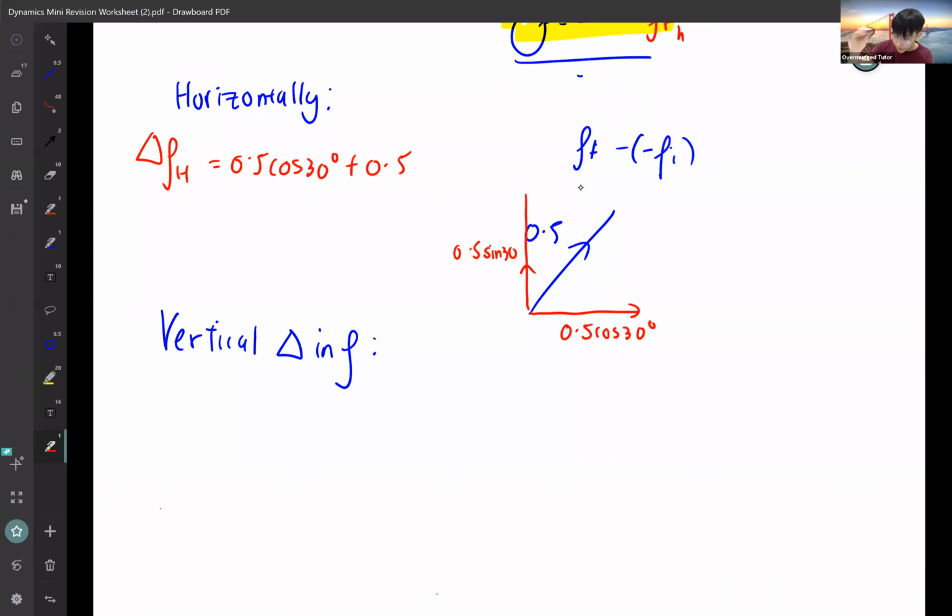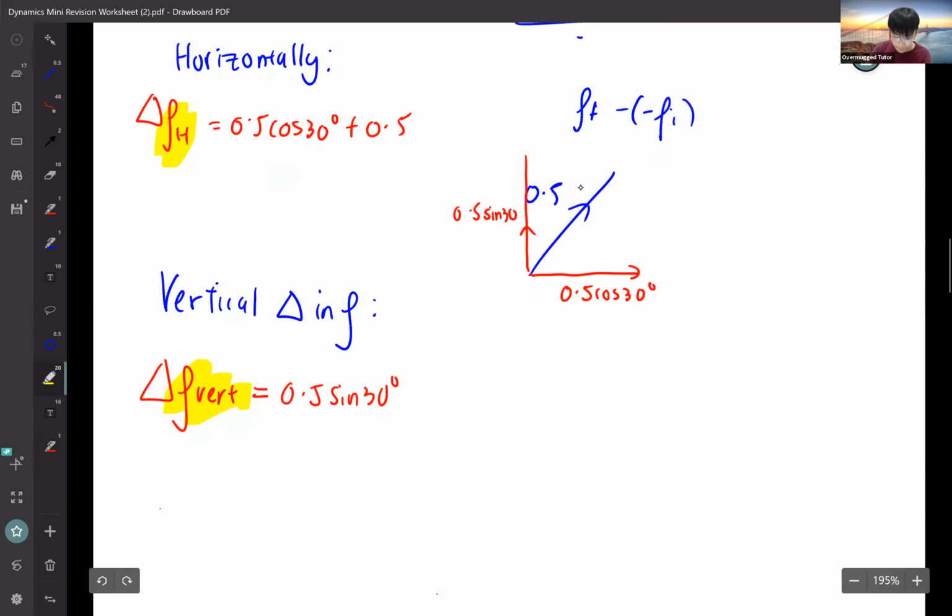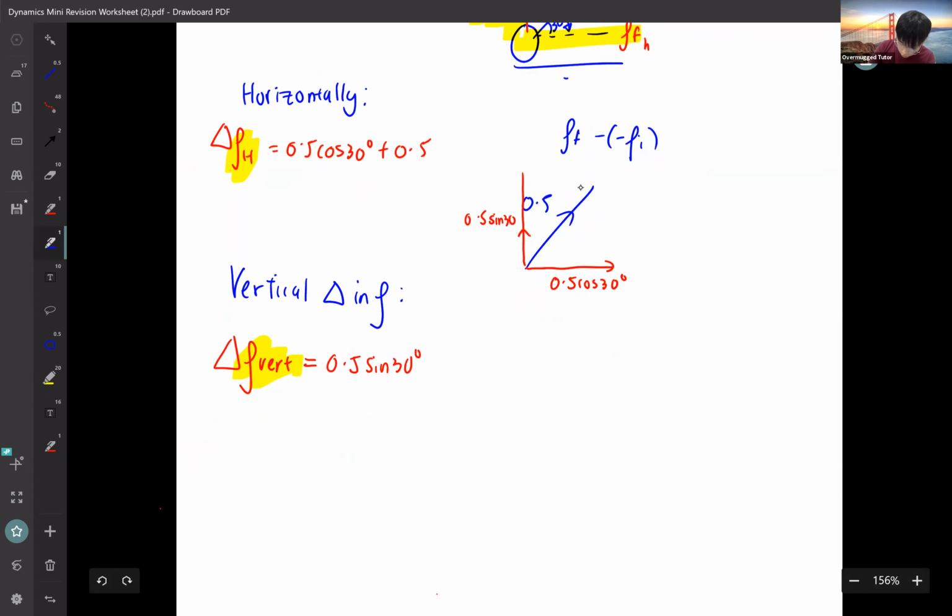Okay, then vertically, you still need to add this, which is 0.5 sine 30. So Cheyenne, you are doing it only horizontally. You must now also do it vertically, and then finally you have to find the overall change in momentum, which is both components: the horizontal one like that, 0.5 cos 30 plus 0.5.